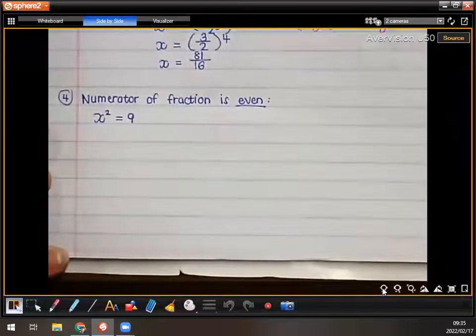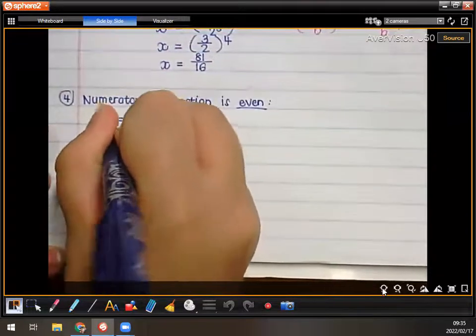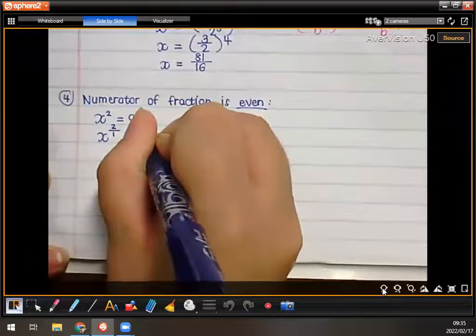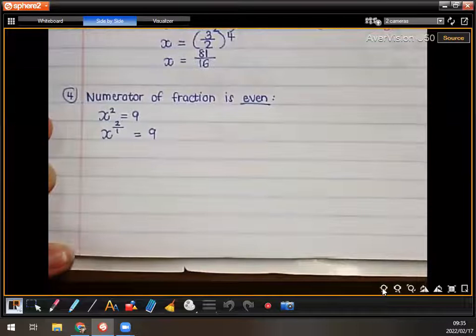But what if that exponent there is 2? Can I write that as 2 to the 1? Okay, 2 is the same as 2 to the 1, right? So I can rewrite this as x to the power of 2 over 1 is equal to 9. You wouldn't do that. Okay, I'm just showing, I want to show you guys.